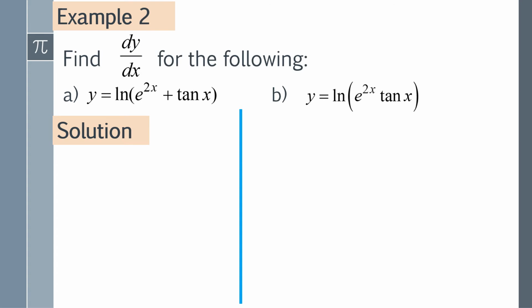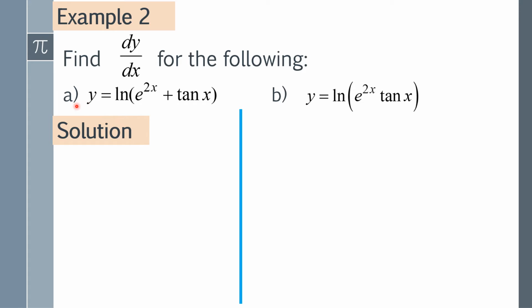Example 2. Find dy/dx for the following. A. y equals ln of (e to the power of 2x plus tangent x). B. y equals ln of (e to the power of 2x times tangent x). If we look at questions A and B, the difference is that in question A we have a plus, and in question B we have a multiplication. So how do we differentiate both equations?